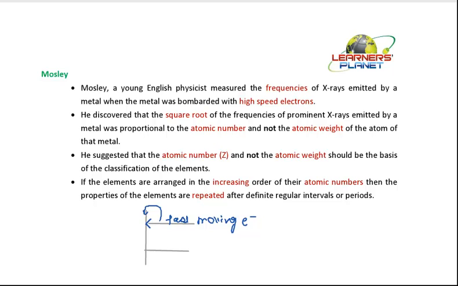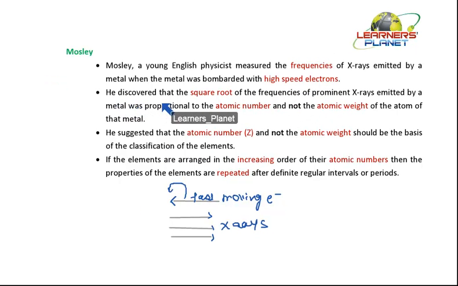Now these rays are called what? These rays are X-rays. Now what did he conclude? He measured the frequencies of the X-rays, and he discovered that the square root of the frequencies of prominent X-rays emitted by a metal was proportional to the atomic number and not the atomic weight of the atom of that element.